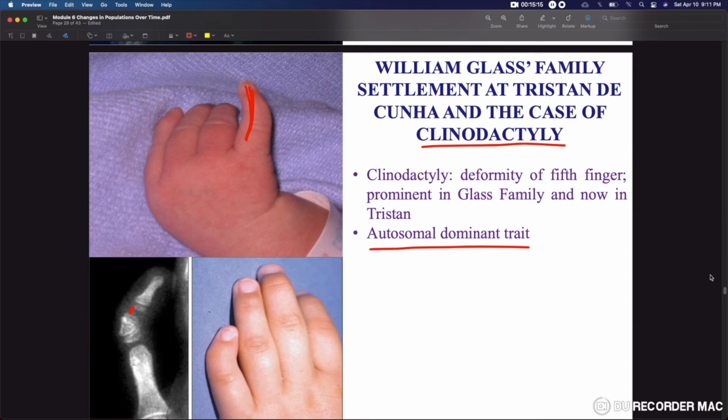That's why the founding population may affect the number or the frequency of genes, even though this trait is not that common in a normal population. Since the founder of that island, that settlement, was William Glass, and he has that condition, most of his descendants and most of the descendants of that settlement now have clinodactyly. Okay.